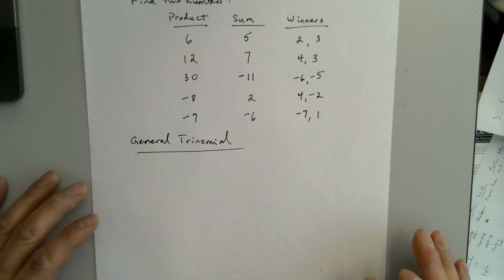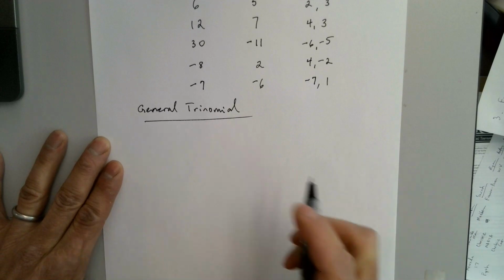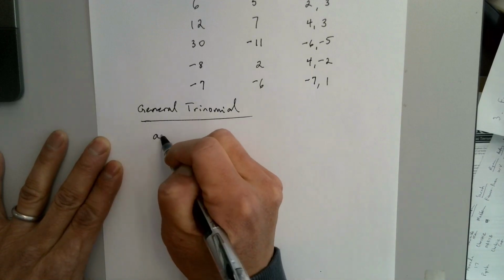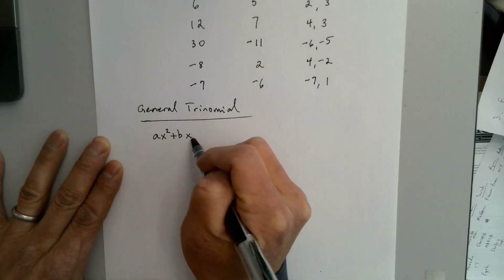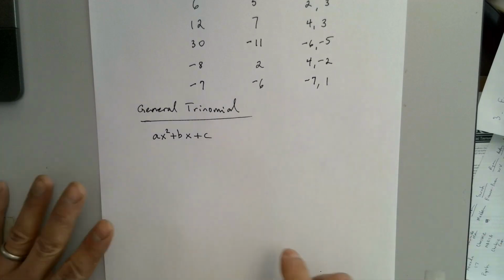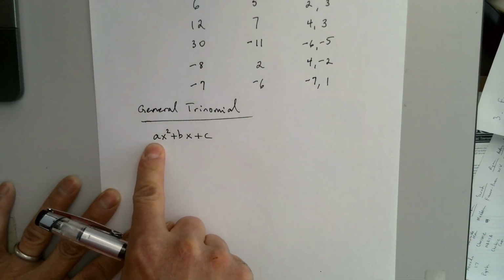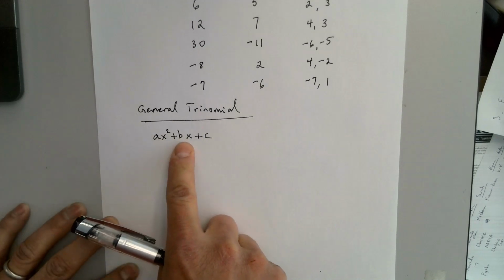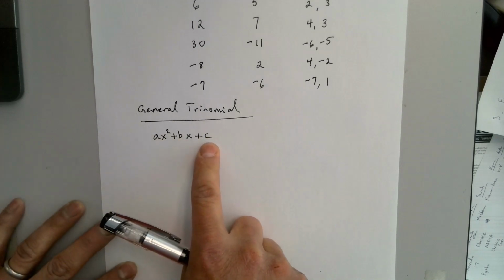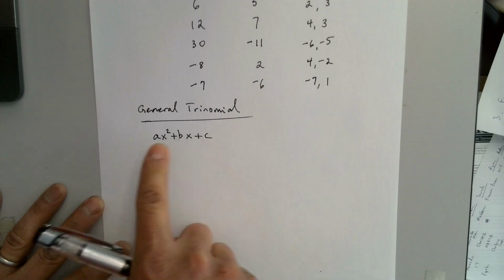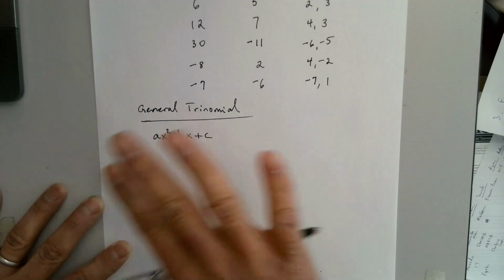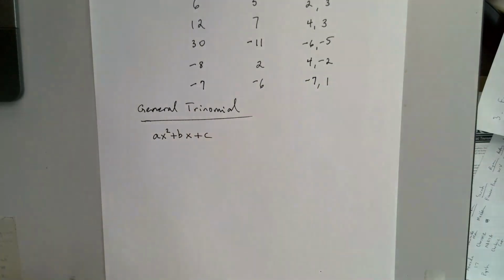And we're going to use this multi-step process. So ax squared plus bx plus c represents a general trinomial. The coefficient of x squared could be anything. B could be something, and the constant could be something, okay? So this represents all the non-perfect square trinomials out there.